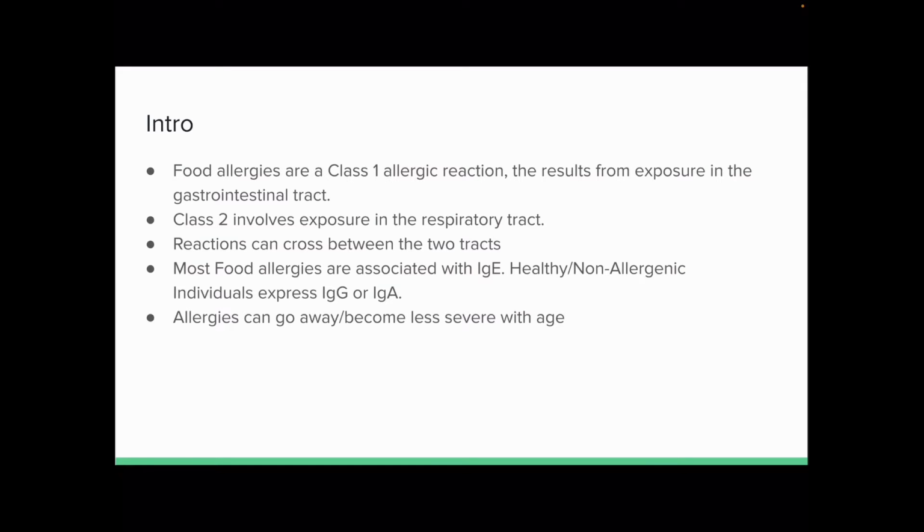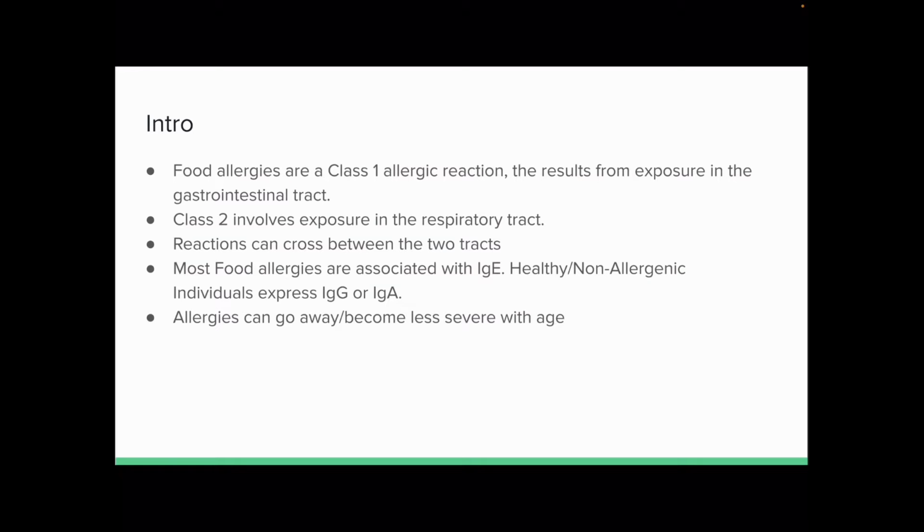Class 1, which is what we're going to be looking at, are food allergies, and they result from exposure in the gastrointestinal tract, which is usually a result of the allergen being ingested orally. Class 2 affect the respiratory tract. These are inhaled, and they are usually pollens and the like. Reactions between the two classes can often intertwine and cause symptoms in both tracts.